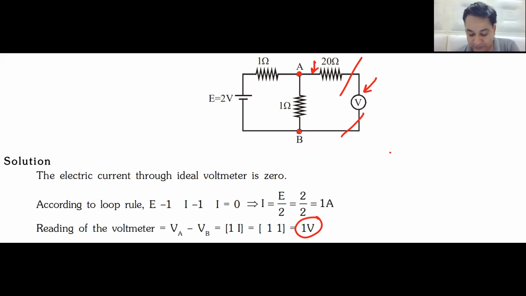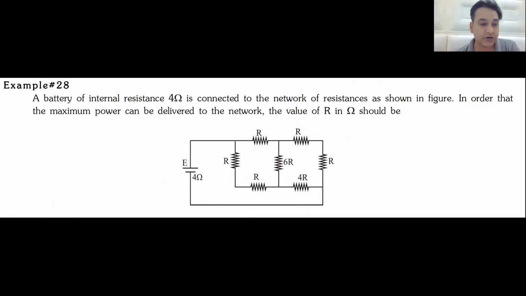Now a question based on this. I hope you know this. If you don't know this, I'll tell you. First read the question and tell me whether you know it or not. A battery of internal resistance 4 ohm is connected to a network of resistance. In order that the maximum power is delivered to the circuit, what is the value of R?